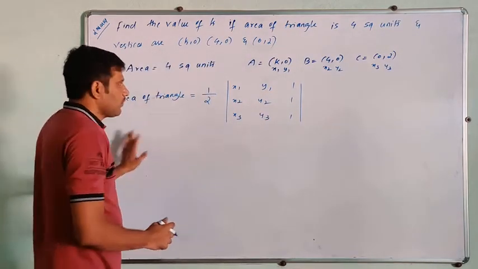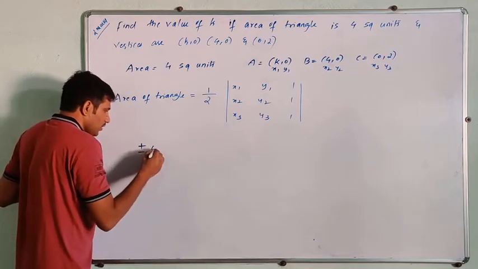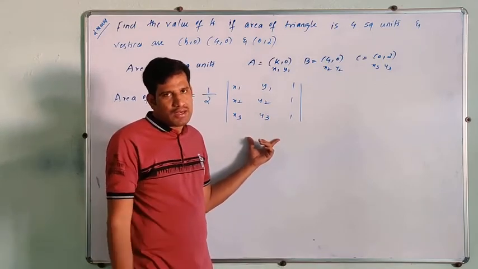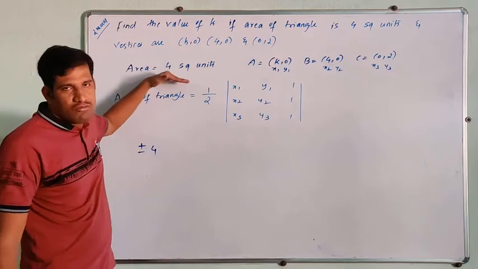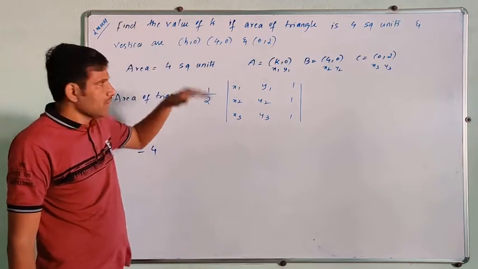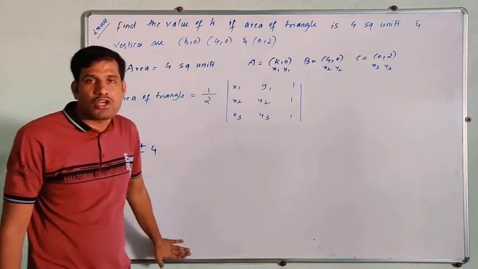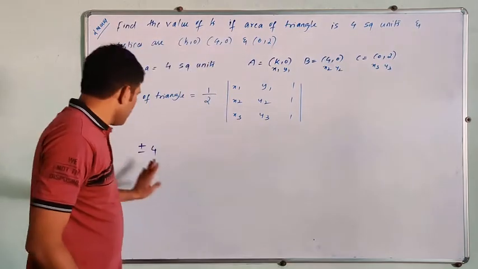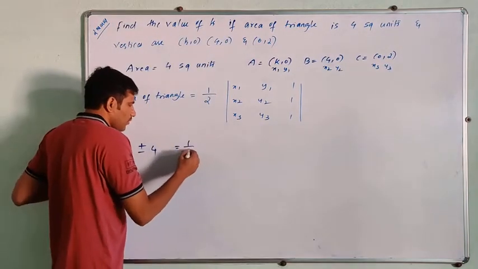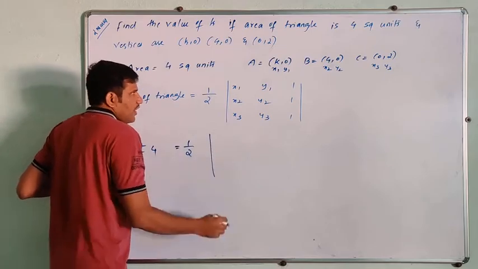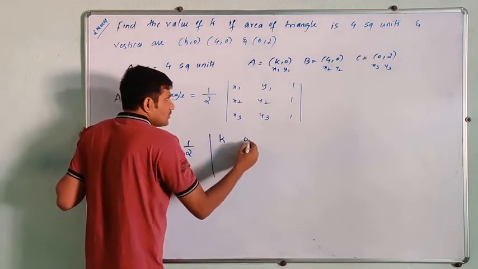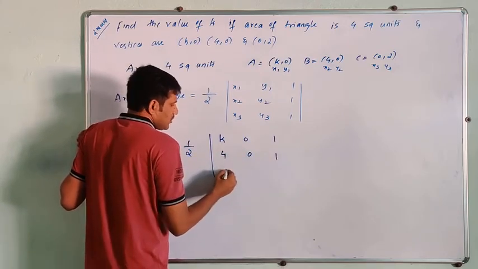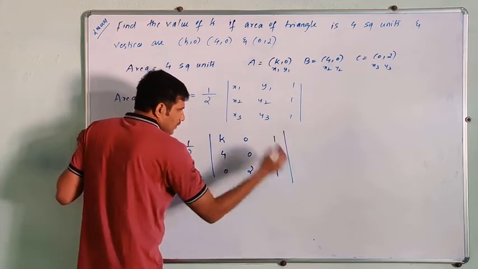So the area of the triangle is 4 square units. But here I will write plus or minus 4, because when we expand these determinants, we may get positive or negative. This is the reason that when the area of a triangle is given, in order to get the value of k, you always have to take the area as plus or minus. So the area of the triangle, plus or minus 4, is equal to 1 by 2 into the determinant of k, 0, 1, 4, 0, 1, 0, 2, 1. Is it clear?